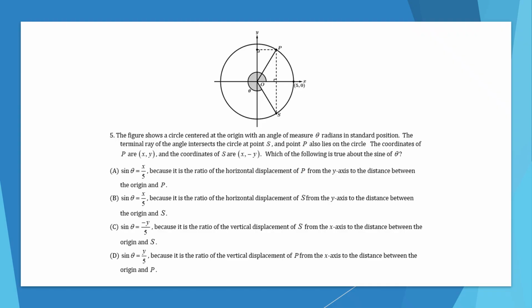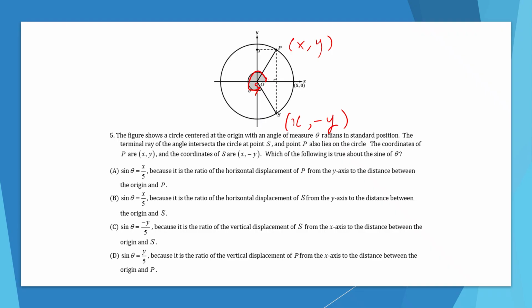Question number 5, the figure shows a circle centered at the origin with theta in standard position. So here we know theta does not go to line P, it goes to this line. It's talking about this angle right there in standard position. Here we know that P is (x, y), and then S is the reflection over the x-axis, so it's going to be still x, but a negative y. Which of the following is true about sine of theta?